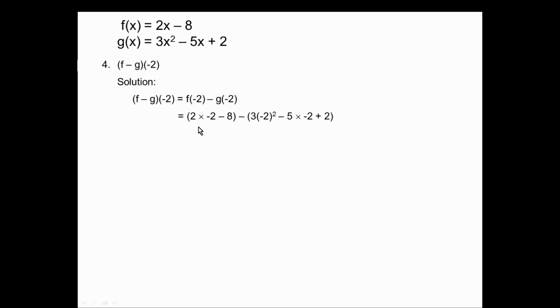So let's start doing some arithmetic. 2 times negative 2, I get negative 4, so negative 4 minus 8. Then minus 3 times 4 plus 10 plus 2. Negative 2 squared gives me the 4. Minus 5 times minus 2 gives me the 10. This is negative 12, and this becomes 12 plus 10 plus 2, which is 24. So I have negative 12 minus 24, which gives me negative 36. So negative 36 is our final answer.